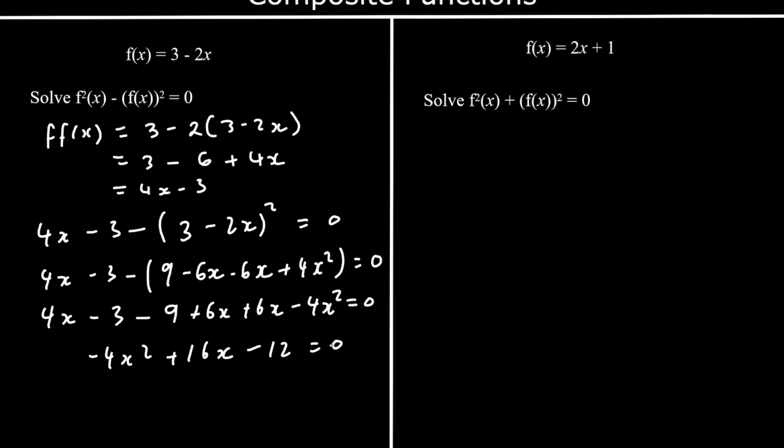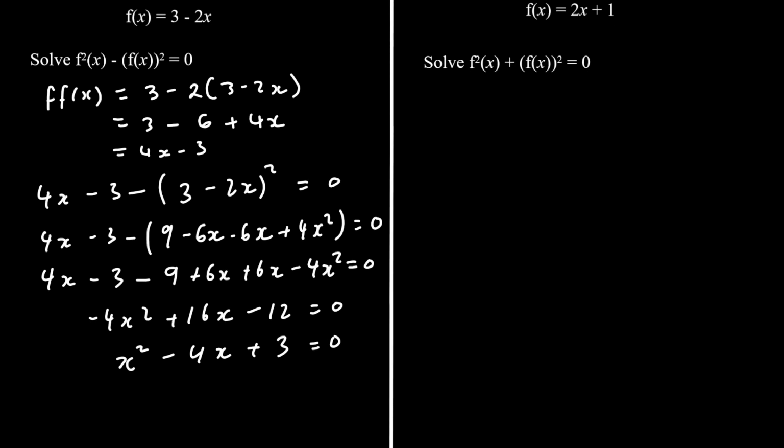Let's divide through by negative 4 and get x squared minus 4x plus 3 equals 0. And then factorize x minus 1, x minus 3 equals 0. So x is 1 or x is 3.